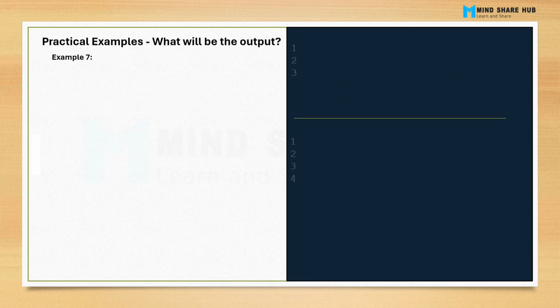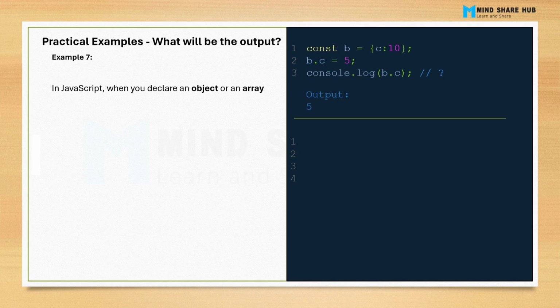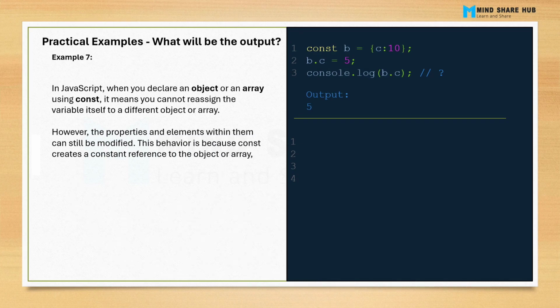Example 7. The same applies here: when you declare an object or an array using const, you cannot reassign the variable itself to a different object or array. However, the properties and elements within them can still be modified, because const creates a constant reference to the object or array, not to its contents. Same for the next example.